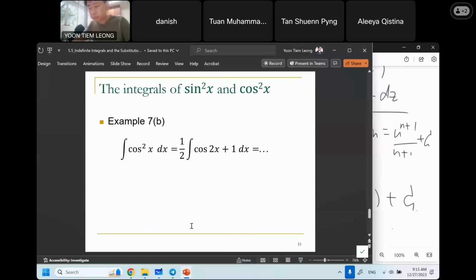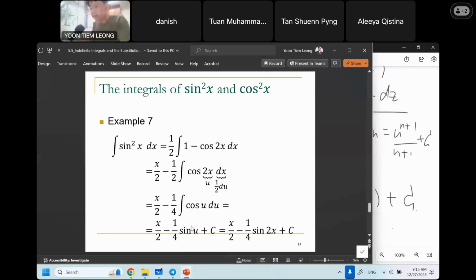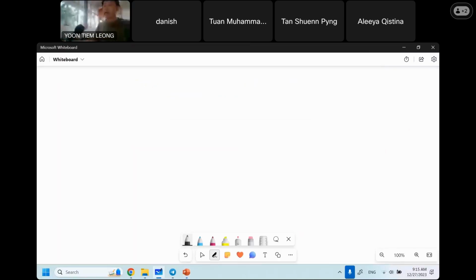Okay, so let us look at this very simple example. Now, integrations of sine square x or cos square x appear very often. Either integrating sine square x or integrating cos square x are some of the most common integrations you will find in the exercises of calculus. To perform this integration, there are many ways. One of the ways is to use a substitution rule.